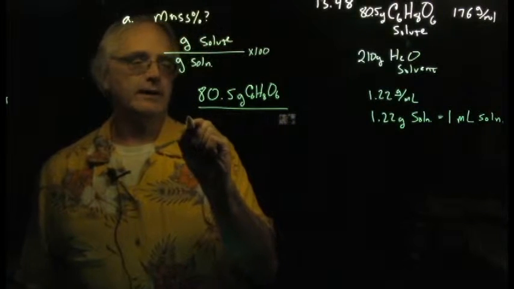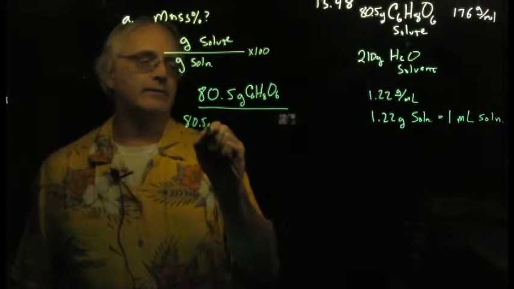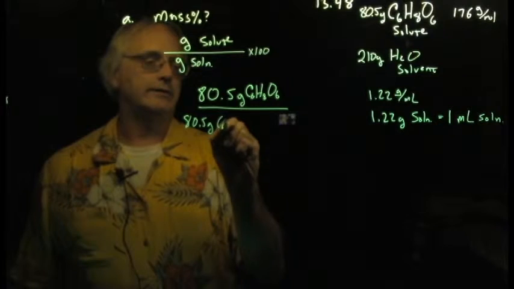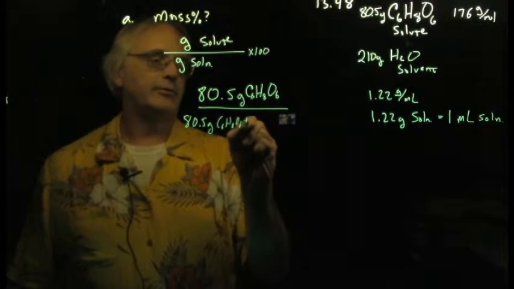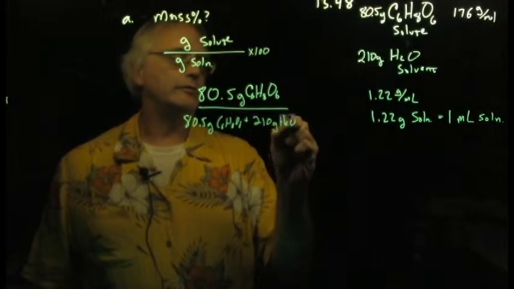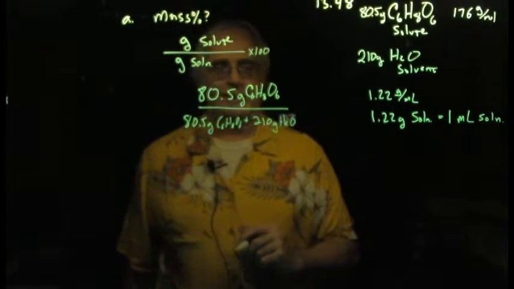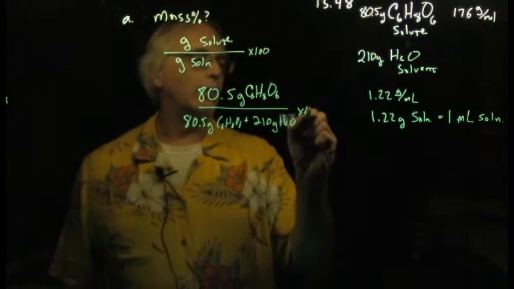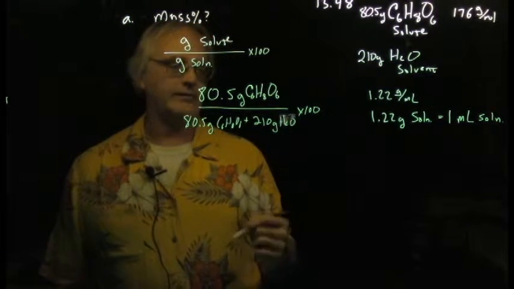And so yes, 80.5 grams solute, C6H8O6, plus 210 grams solvent, H2O. That is how I'm going to do my calculation, times 100. That's going to give me my percentage.